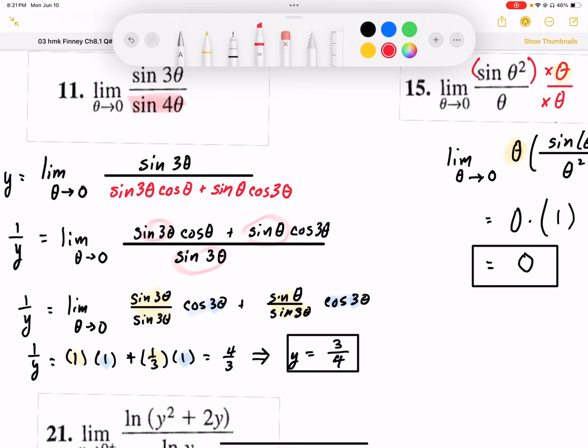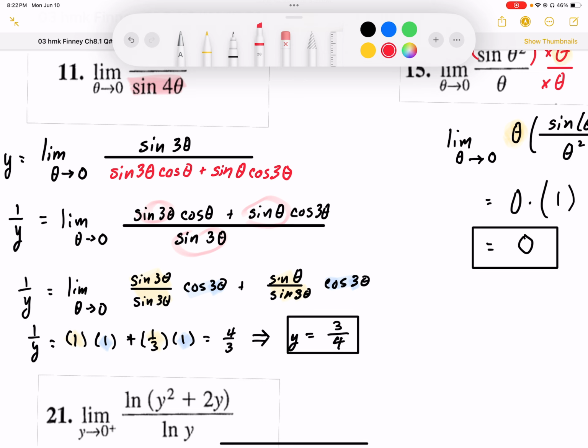When we apply the limit, sine 3 theta over sine 3 theta goes to 1. Cos theta becomes cos 0, which is 1. Sine theta over sine 3 theta is just going to be 1 over 3. And then cos 3 theta becomes cos 0, which is 1. When we add that all up, it's 4 over 3. And then we can work out that the reciprocal is going to be 3 over 4.